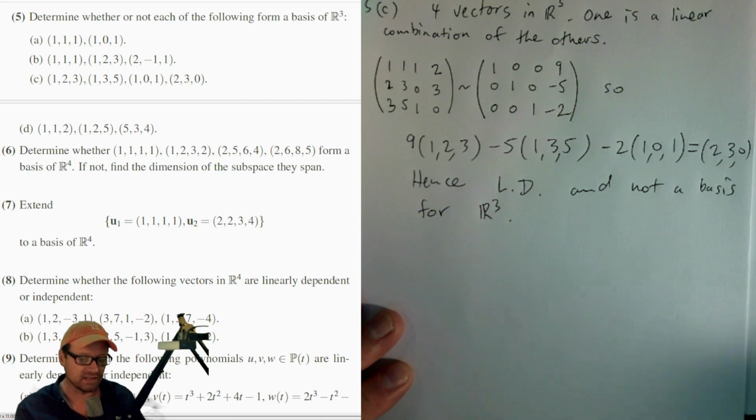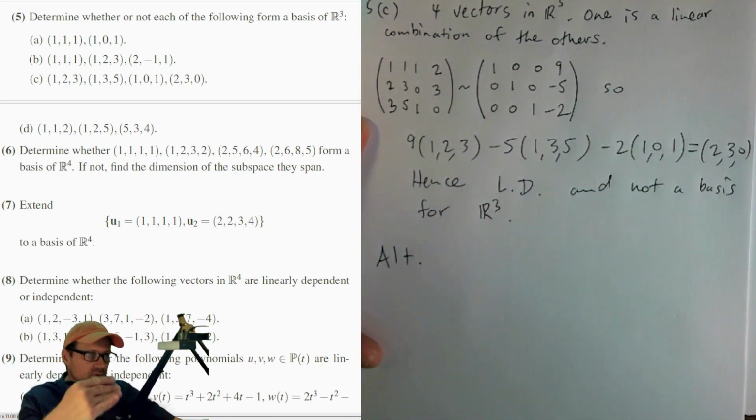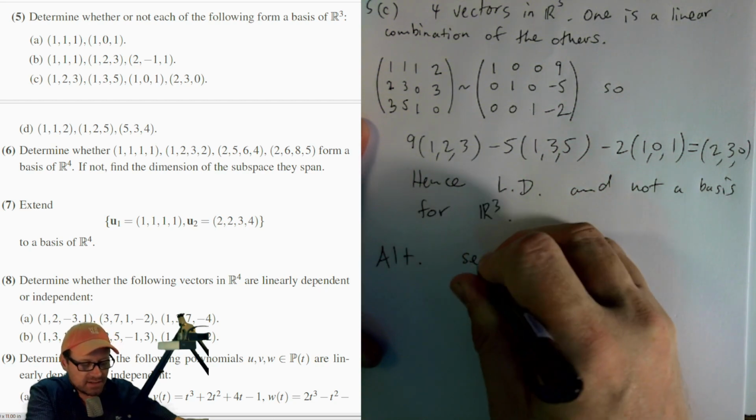Okay, alternatively, what we can do is seek a simpler spanning set for the 4 vectors. So let's write that down.